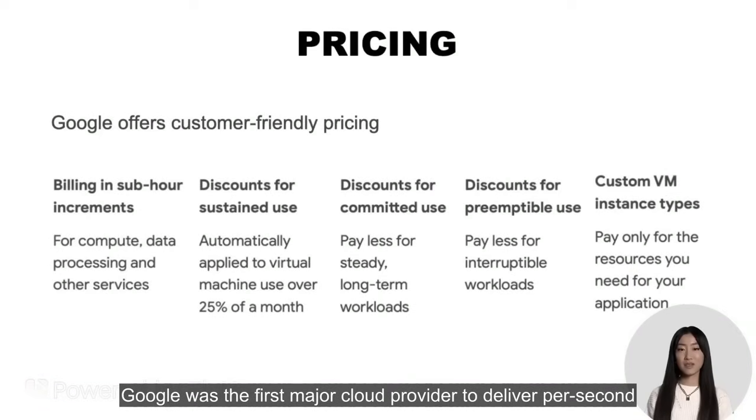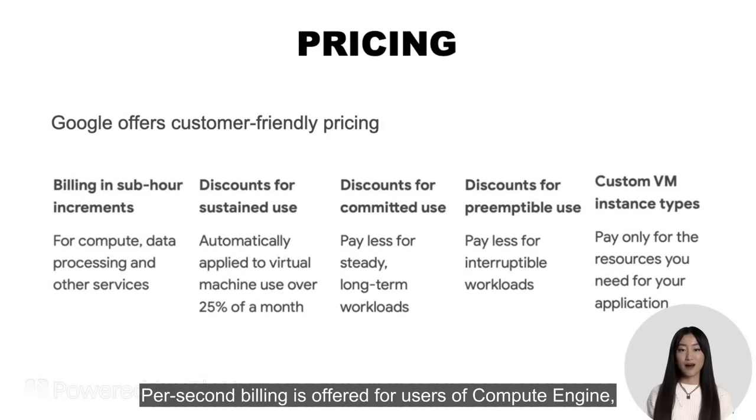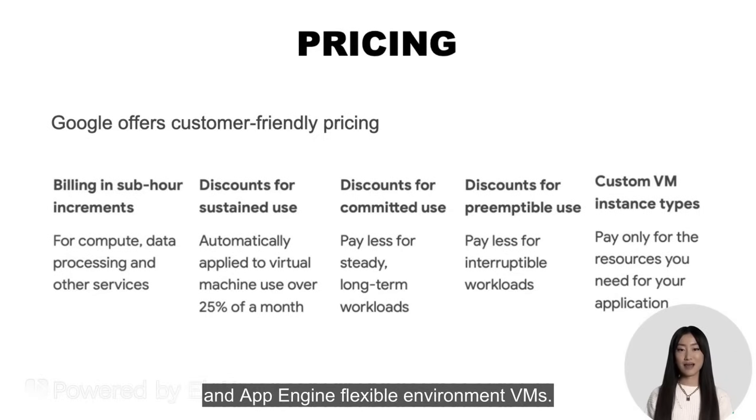Google was the first major cloud provider to deliver per-second billing for its infrastructure-as-a-service compute offering, Google Compute Engine. Per-second billing is offered for users of Compute Engine, Kubernetes Engine, Container Infrastructure as a Service, Cloud Dataproc, the open-source big data system Hadoop as a Service, and App Engine Flexible Environment VMs.